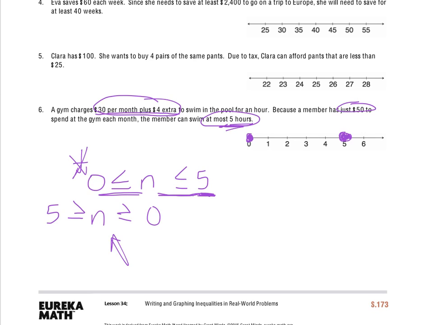Now, n is going to fit in between 0 and 5. It could be 5, it could be 0, it could be any number in between. So there's my graph for my inequality statement. I hope this helps, and good luck on your problem set.